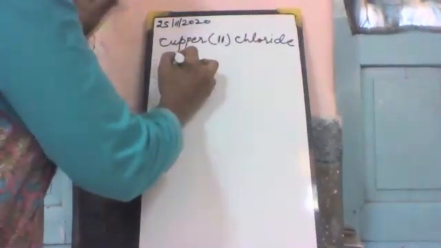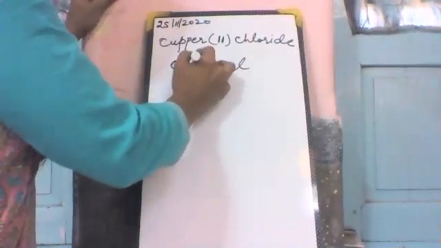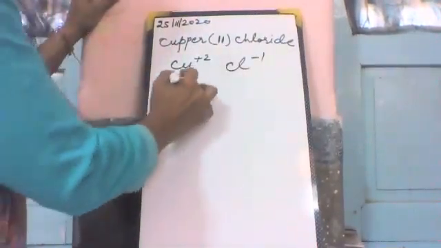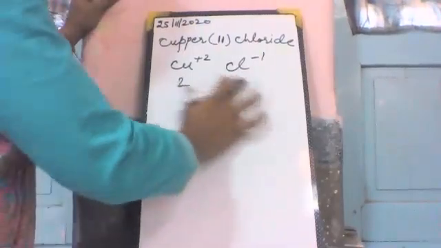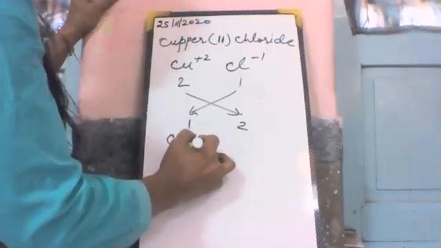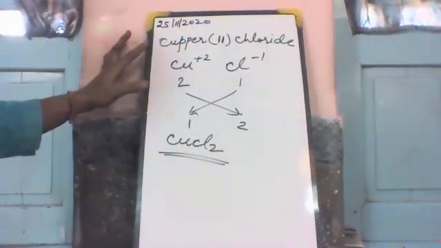So what do we have to do? Write the formula of copper, then chloride. Valency of copper is 2, and chloride has valency 1. Write their valency at the bottom. Interchange them and write the formula CuCl2. This is the formula for copper chloride. Is it clear?